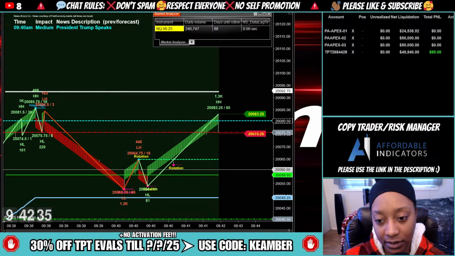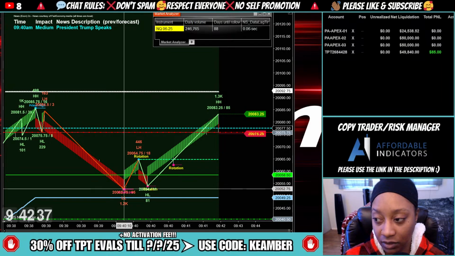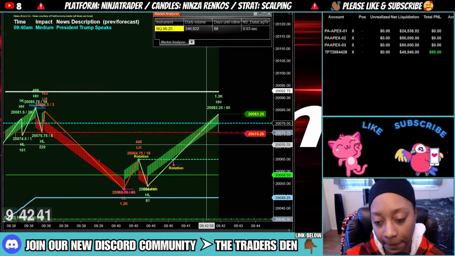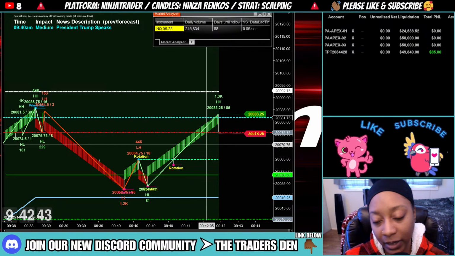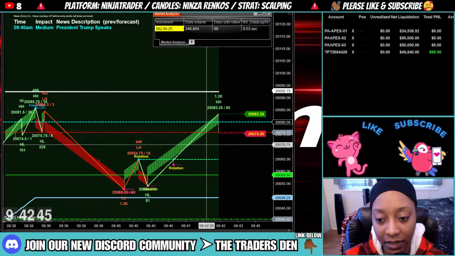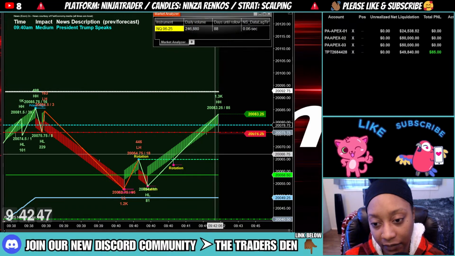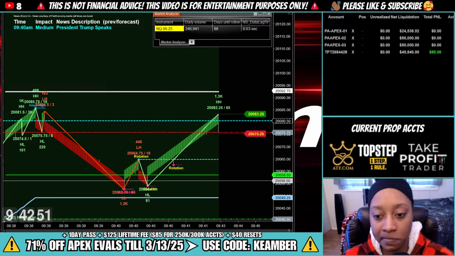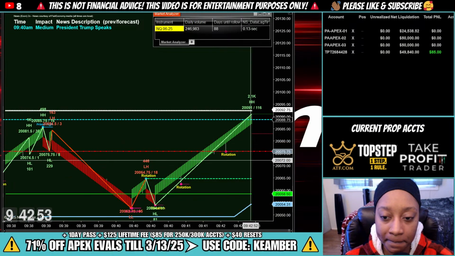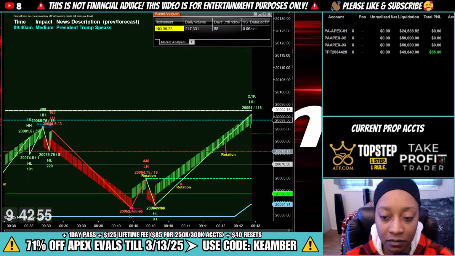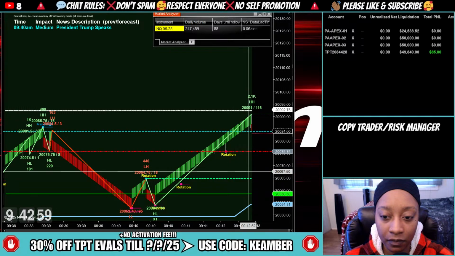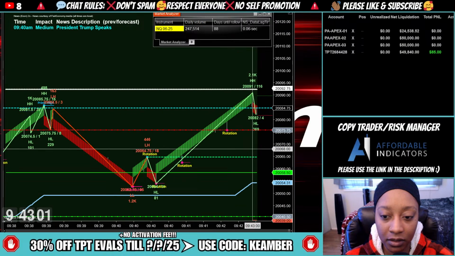There is one setup where the pullback having more volume than the previous one still works, and that's just a traditional pullback in the direction of the trend, but the entry bar has to be attached to a level. All right, so I could trade again, 23.